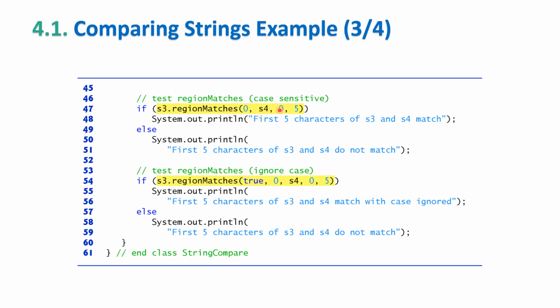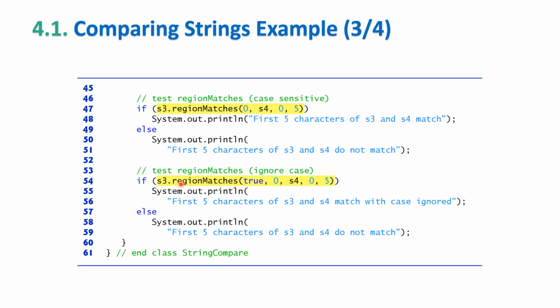The third argument 0 indicates that the portion of S4 to be compared starts at index 0. And the last argument indicates the number of characters in each portion to be compared. So this call to the method regionMatches compares the first 5 characters of S3 and S4.